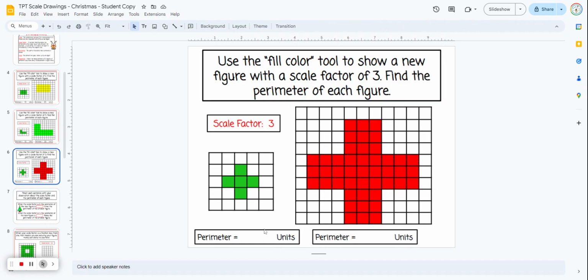Now this time we're going to look at the perimeter again. They're going to count around the outside. And they should get 12 units on the smaller figure. And if they multiply by 3, and they can check this, they're going to get 36 units.